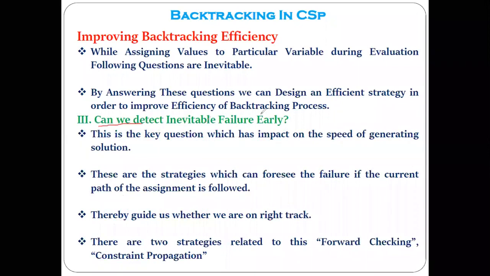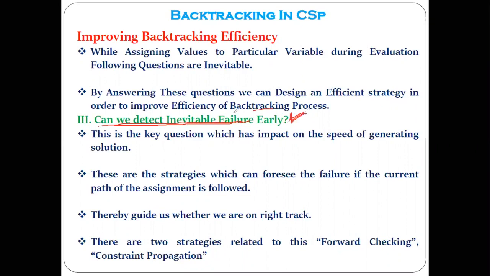The last question related to improving the efficiency of the backtracking process is: can we detect the inevitable failure early? What does that mean? Inevitable failure means that when you go on solving the problem, at some point in the future we are going to fail at a certain point. Can we know such a point in advance? You are getting my point? That is the third question.